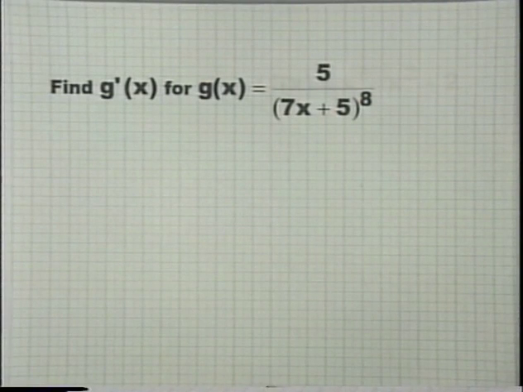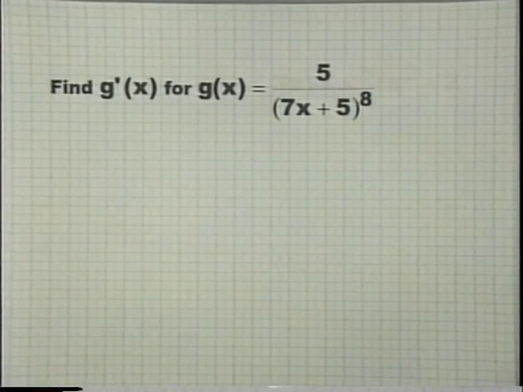Now that we have looked at this general power rule, which basically is the power rule together with the chain rule operating, we're going to look at some other functions, and we're going to be bringing in some of the other rules of finding derivatives as we do these functions. Notice this says find g prime of x for g of x equals 5 over (7x plus 5) to the 8th power. Now actually there's two different ways that you can do this problem.